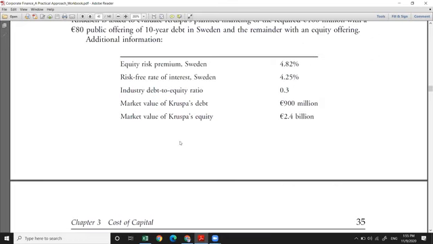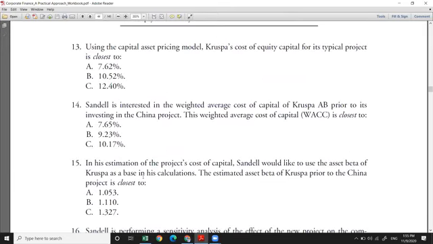The proportion of debt and the market value of equity are given. You need to just substitute the numbers into the WACC formula, which is 900 divided by 3,300, which gives you the proportion of debt, times 9.25%, and you adjust for the tax, plus the equity part.